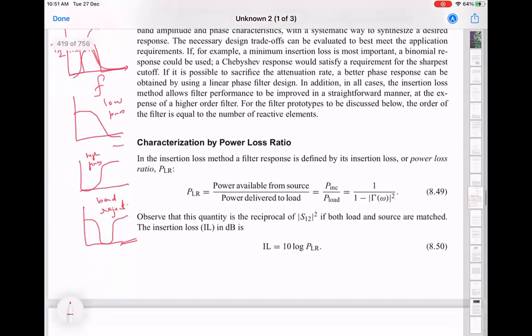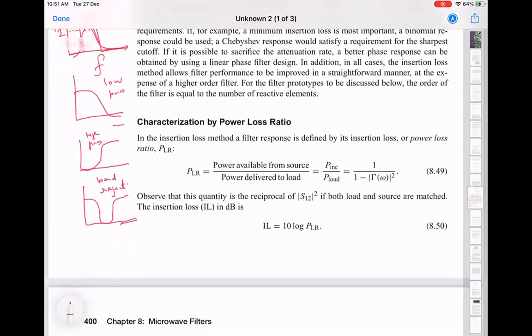Okay. So they've also defined this other thing called power loss ratio, which is another way of calling the insertion loss. And the insertion loss is sort of defined in dB as just the 10 log of the power loss. Basically, it's the same thing, just in dB. So what is the definition? It's power available from source divided by power delivered to the load.